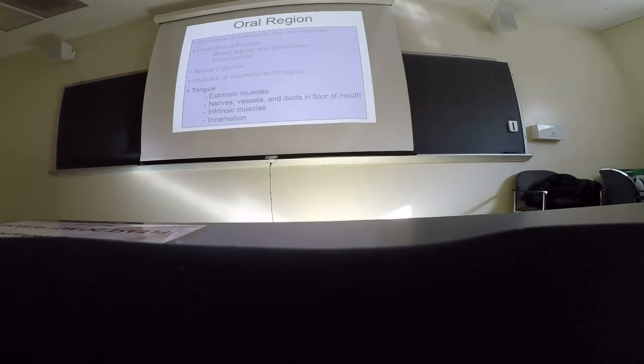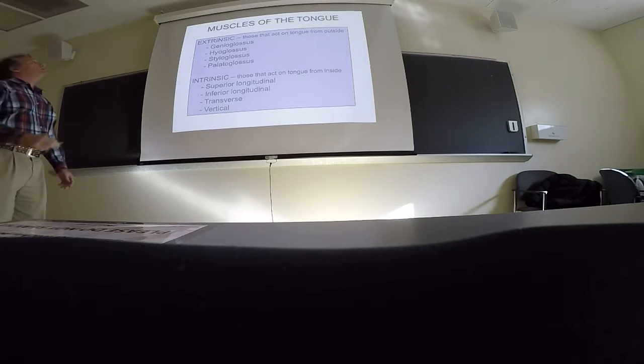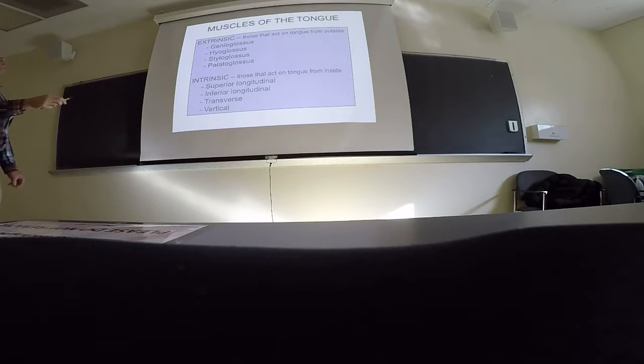Now we're going to talk about the muscles of the tongue themselves, the ones that actually move the tongue, make the tongue do all the things that tongues can do. There are 4 muscles, and fortunately they all have the word glossus, which means tongue, in them. They come from different other bones or other structures, and go into the tongue so that they move the tongue in various ways from the outside.